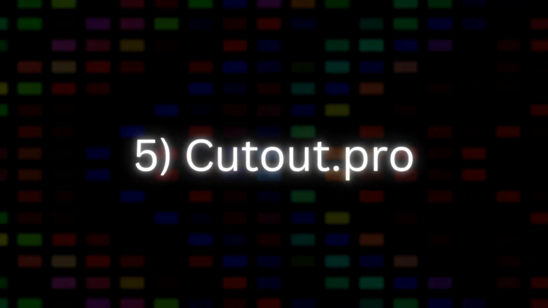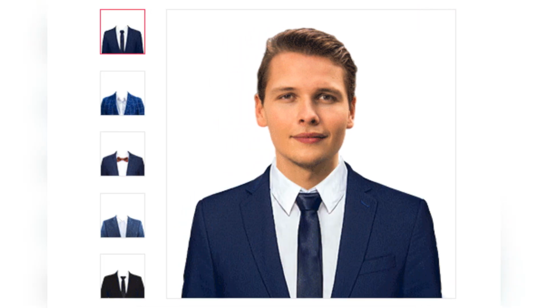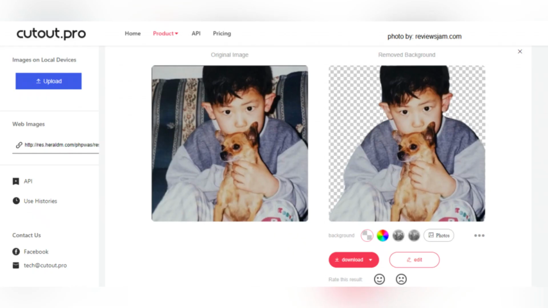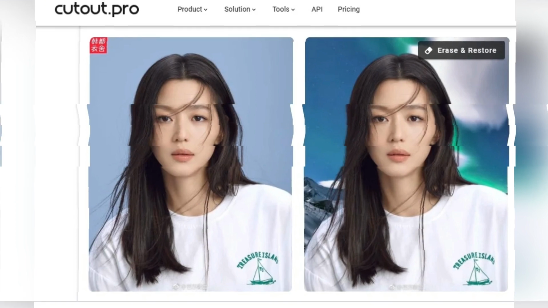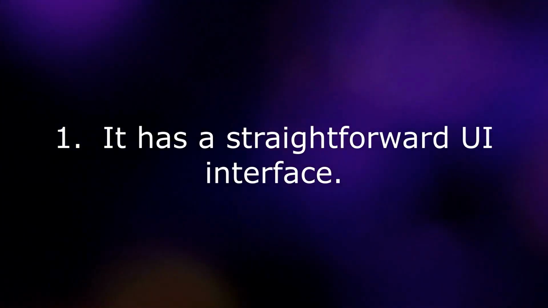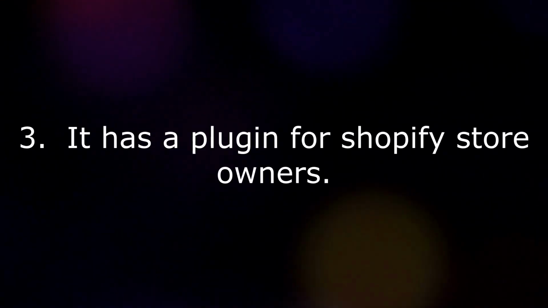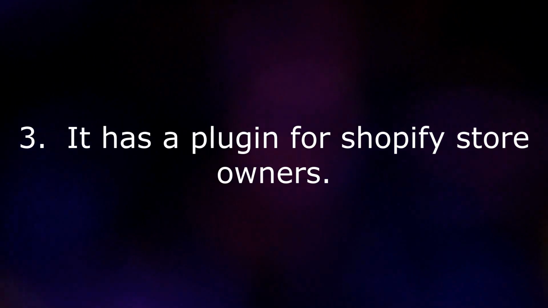Number 5. Cutout.pro. Cutout.pro is a visual artificial intelligence platform that can be used by individuals, businesses, and developers. They have a background remover, photo retouch, photo colorizer, photo enhancer, cheerful video, and other tools. It has a batch background removal app, but you can also use it on the web. Some of the other features of Cutout.pro. 1. It has a straightforward UI interface. 2. All the tools are AI-based. 3. It has a plugin for Shopify store owners.